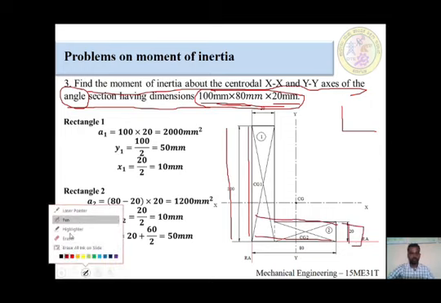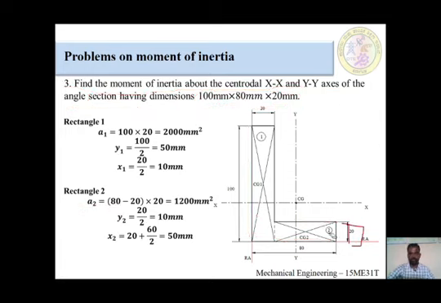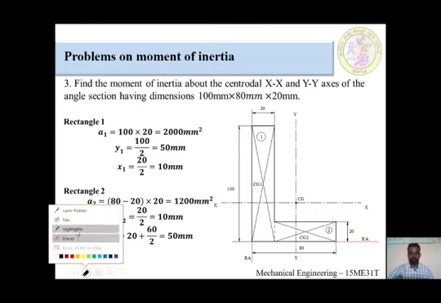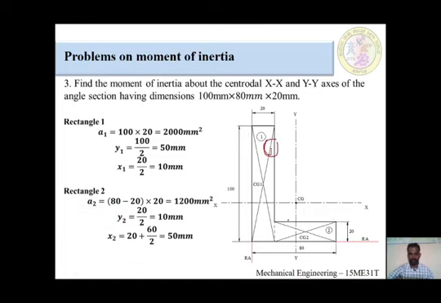After drawing these things, we will solve the problem. Individually we have to calculate A1, Y1 and X1, and individually we have to calculate A2, Y2, X2. This is the first component, this is the second component. I am taking the first component outside. This is the horizontal reference, this one is the vertical reference. This is for calculating the x value, this is for calculating the y value.